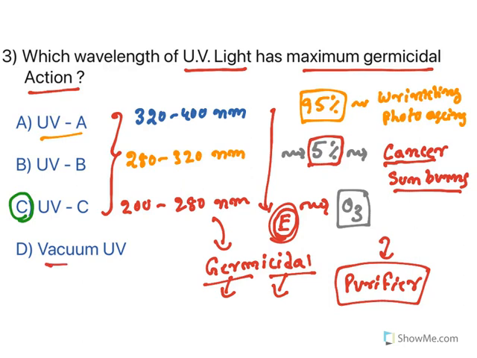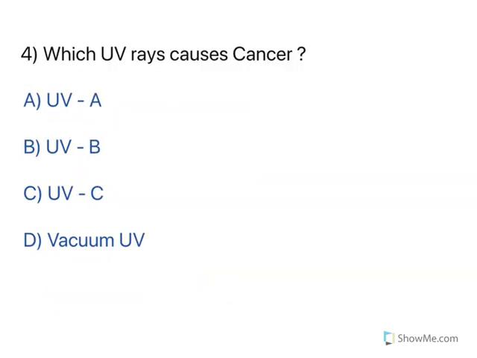We have already seen what vacuum UV is. Anything less than 200 nanometer is what is known as vacuum UV. But the answer for this question, maximum germicidal activity, is there with UVC radiation. Please take a screenshot of this one, which is important. Every reason is important. Moving to the next one.